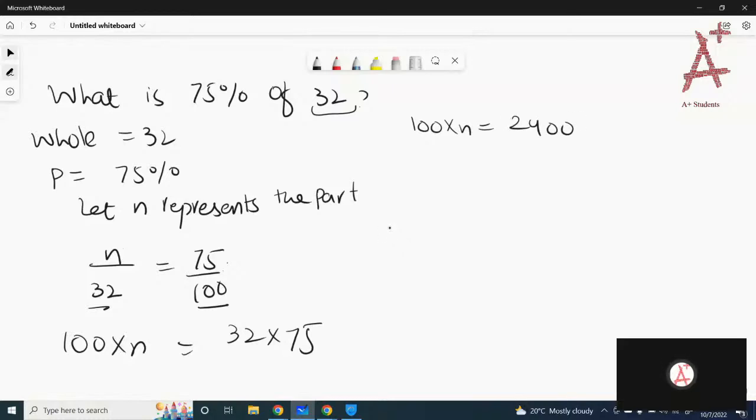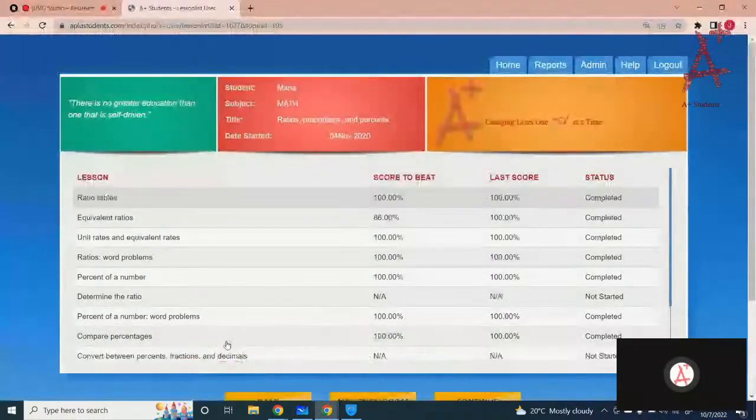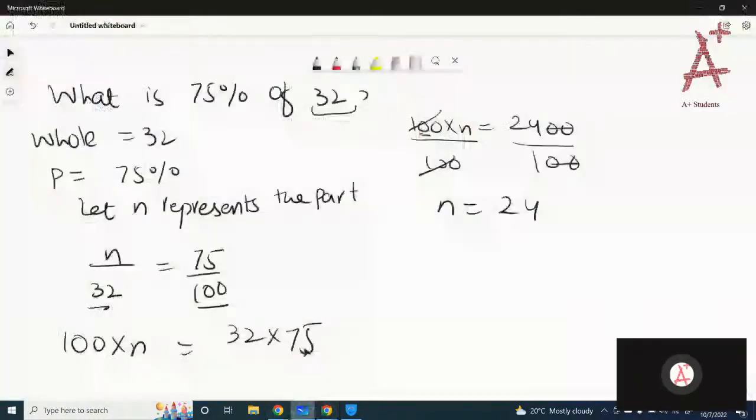You have to remove that 100 from this side. 100 is multiplying n, and the opposite of multiplication is division, so you have to divide both sides by 100. The 100 cancels out with 100, you are left with n, and the zeros cancel when you divide. So it would be 24. That means n equals 24. Got it? So 75% of 32 is 24. Select the correct option and click on the OK button.